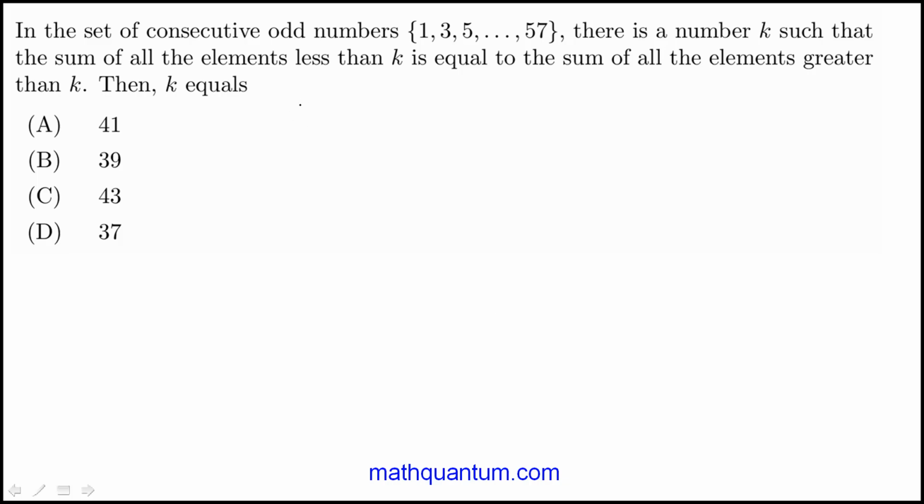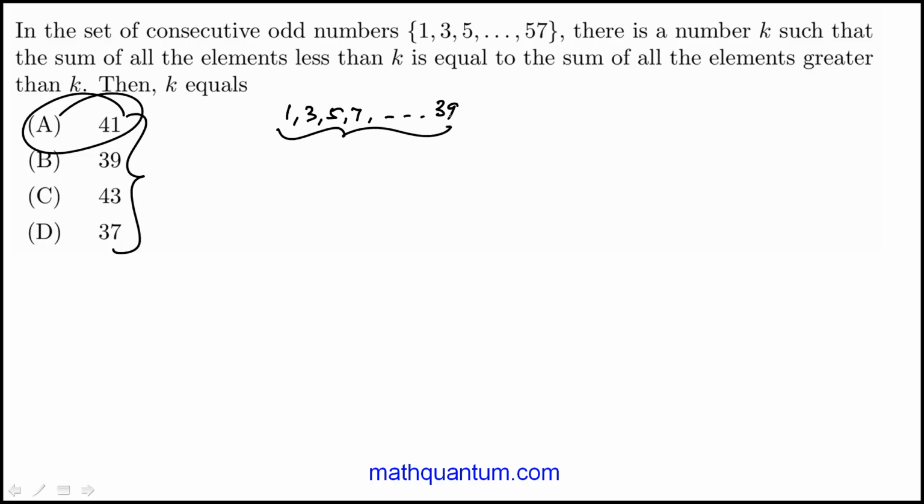So there are three ways we could do this question. The first one is to just use the answer choices, and I'll do it with the correct answer. What they're saying is, if we were to write these consecutive odd integers, and if k was, say, 41, then the sum from 1 through 39 would be the same as the sum of the numbers that are greater than k, which is 41 in this case. So 43, 45, 47, all the way to 57. So that's the condition we're checking.